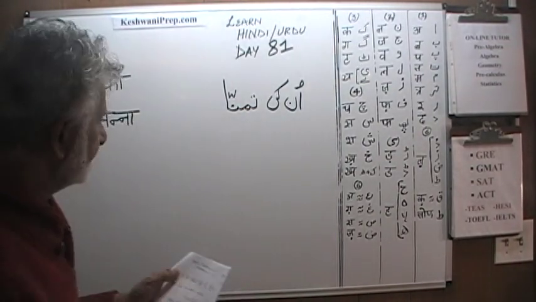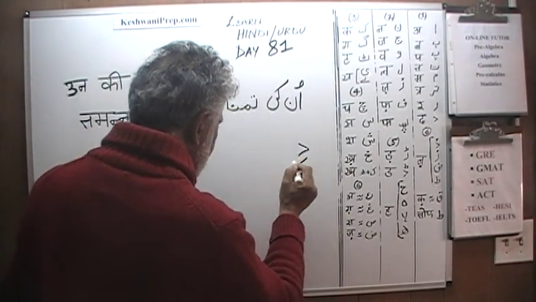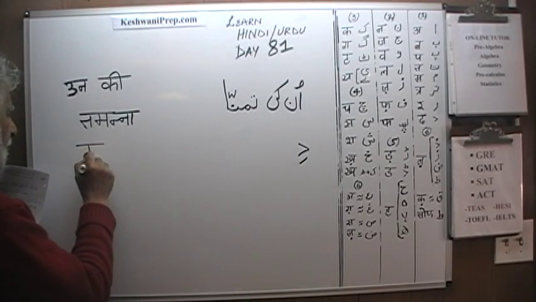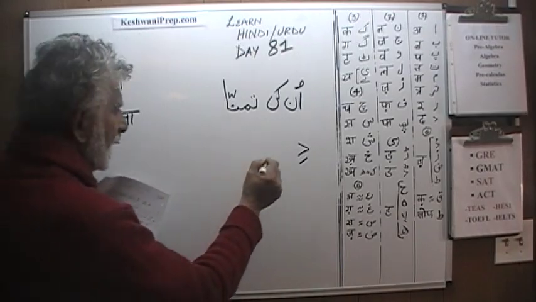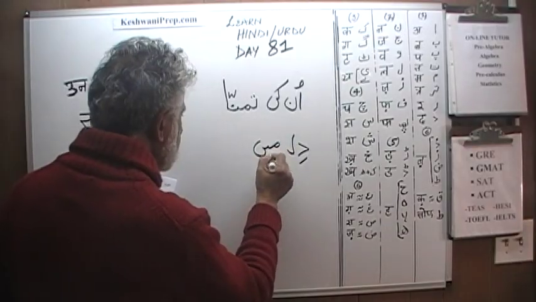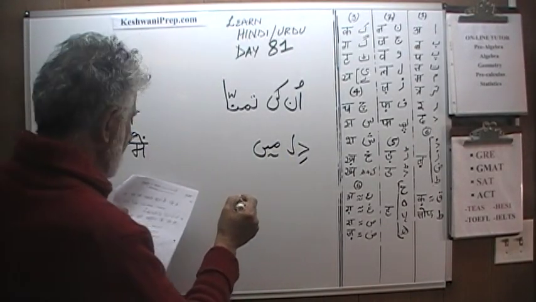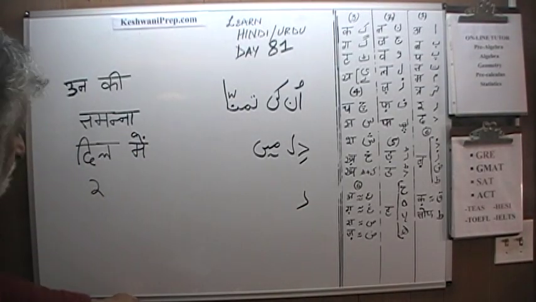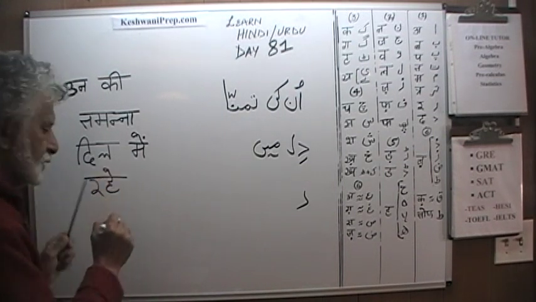Dil mein rahegi. Dal with the choti i ki matra, and a lam. Dil mein rahegi. Ra. And then we need a he, with the choti i ki matra.